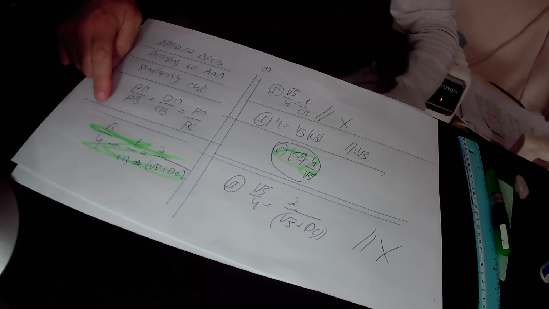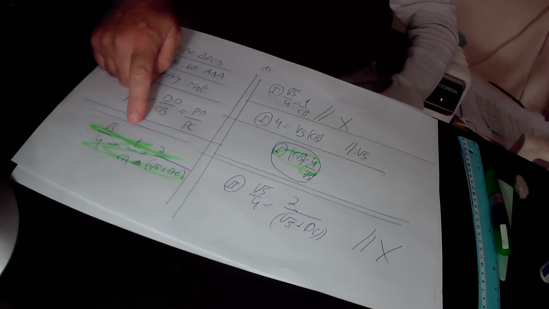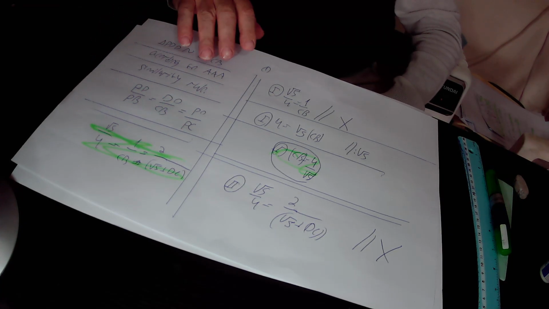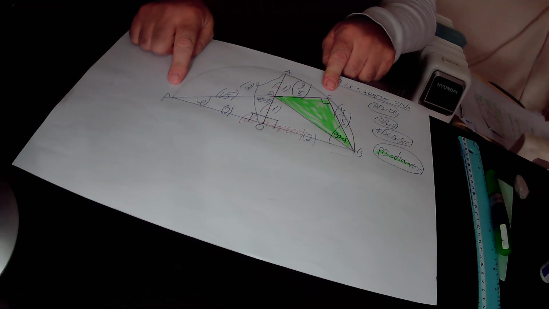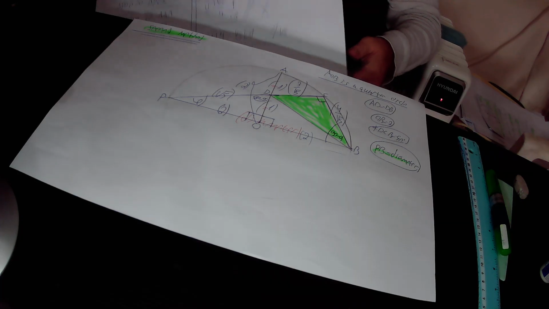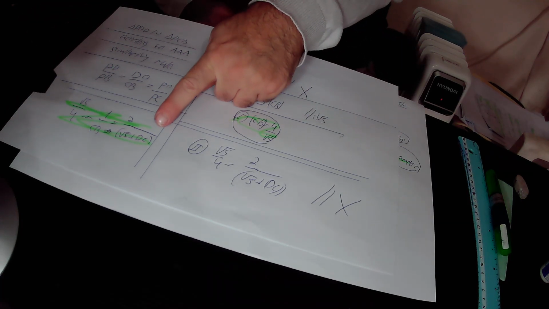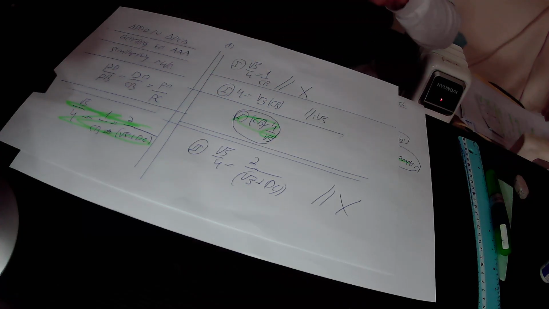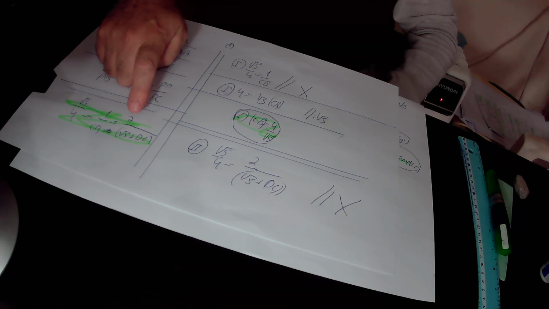PD is equal to 5, PB is 4, DO is 1, CB is the missing side, so we leave this as it is, PO is 2, and PC is equal to the square root of 5 plus DC. This is side PC. So in total, we find that square root of 5 over 4 equals 1 over CB equals 2 over square root of 5 plus DC.